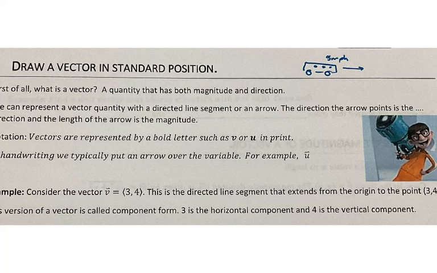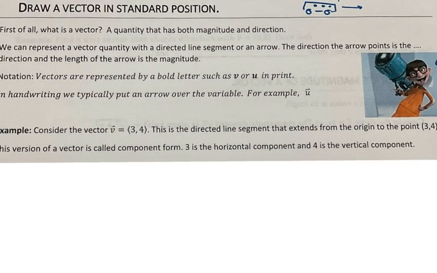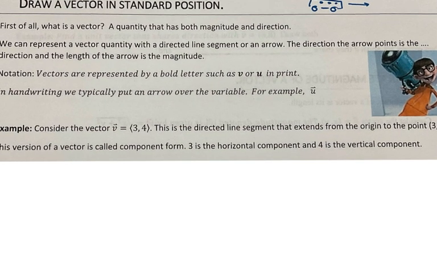If we're having to use handwriting, we typically put an arrow over the variable. For example, u with an arrow. Example, consider the vector. So there's v with an arrow, ⟨3, 4⟩. Notice, those are not parentheses. They almost look like parentheses, right? But they're not. That's how you know it's a vector, because of the little angled parenthesis-looking thing.